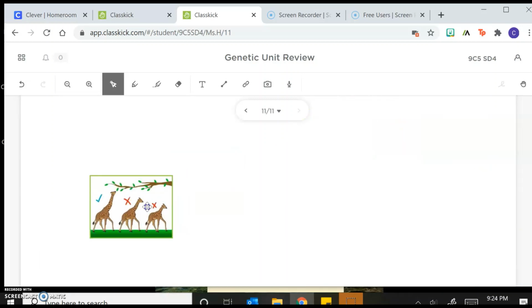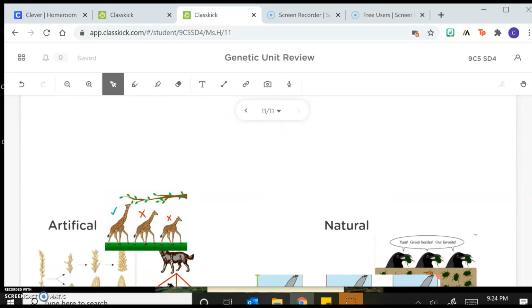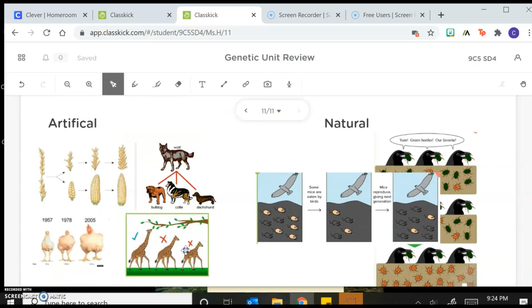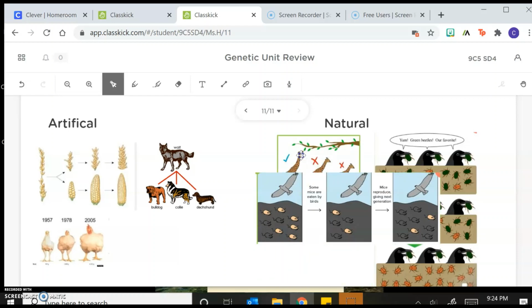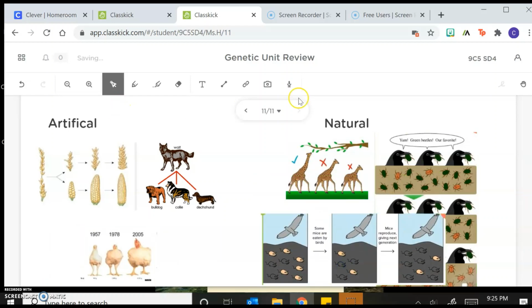And lastly, we have giraffes, and we talked about how giraffes got their necks so long because they had less competition for the food up high. So the ones with the longer necks lived longer and were able to reproduce. So that is natural selection. And that concludes our PowerPoint, or excuse me, our activity.